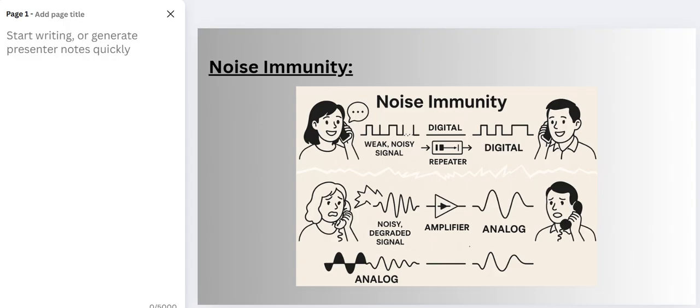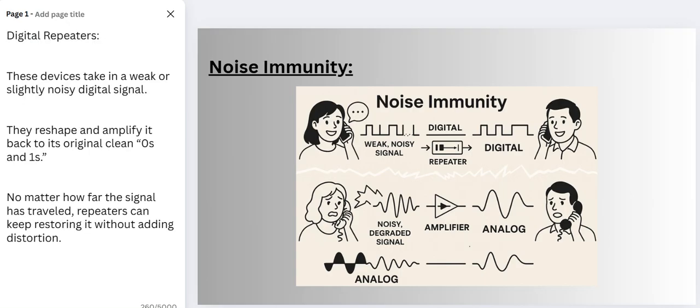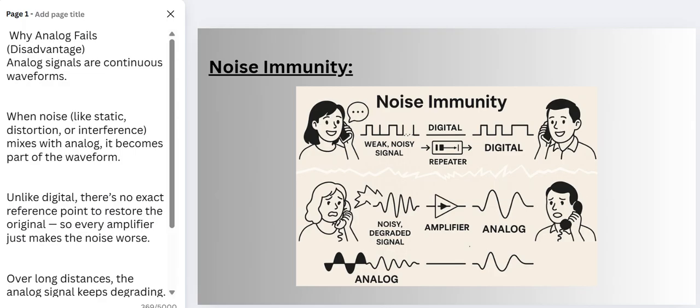Let us understand how the digital communication system can do this, other than the analog signal. Because in digital communication system, there is a device called digital repeaters. These devices take in a weak or slightly noisy digital signal and they reshape and amplify it back to its original clean zeros and ones. No matter how far the signal has traveled, these digital repeaters can keep restoring it without adding any distortion.